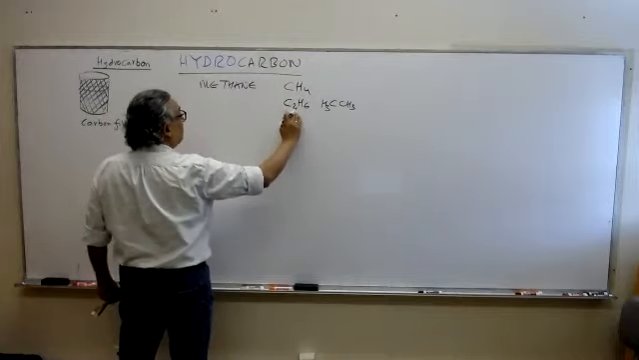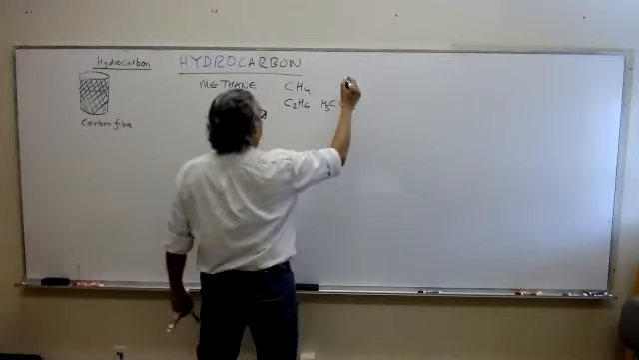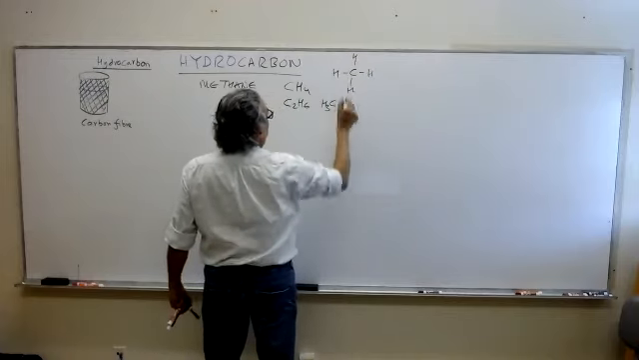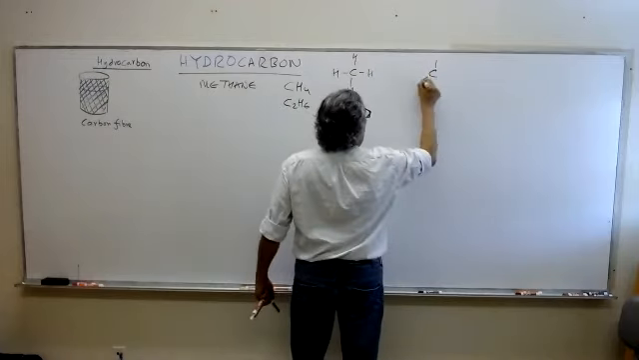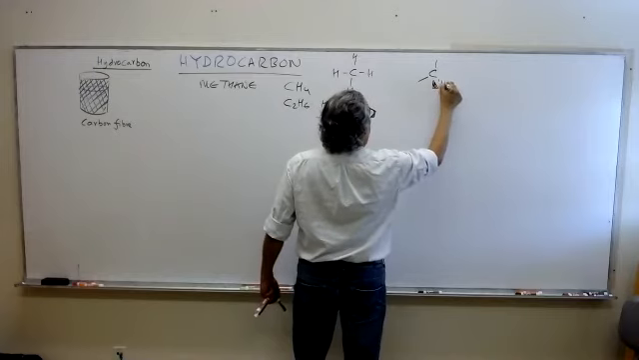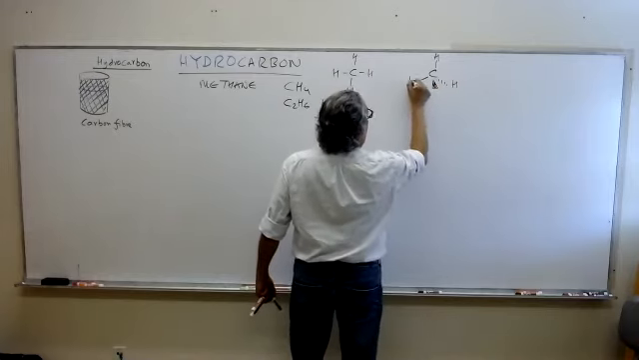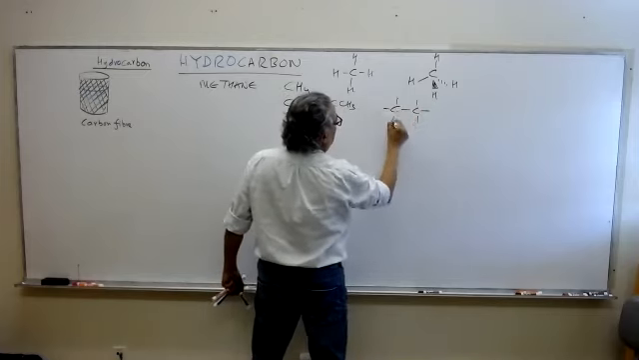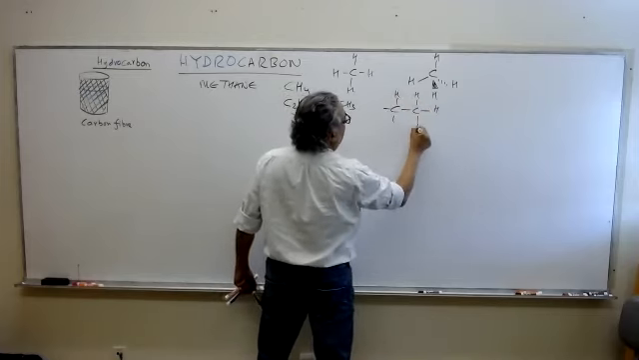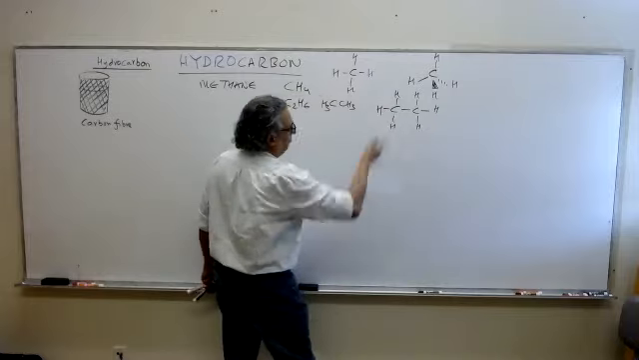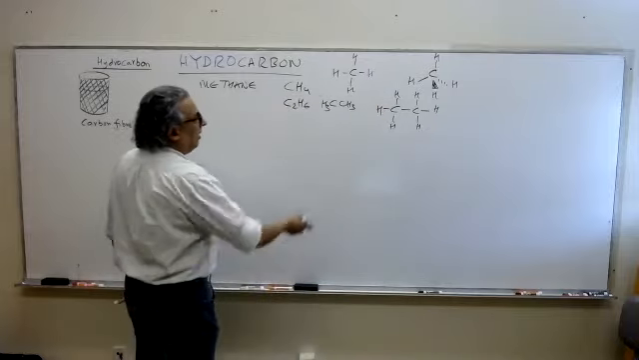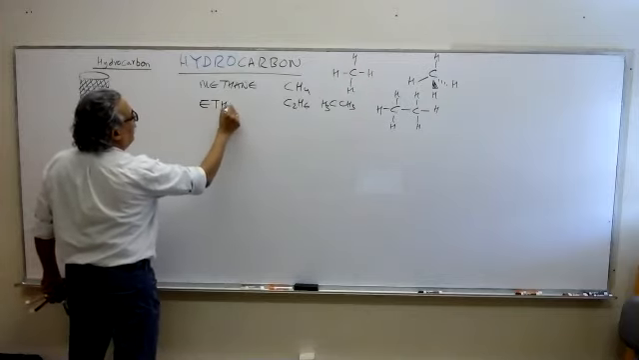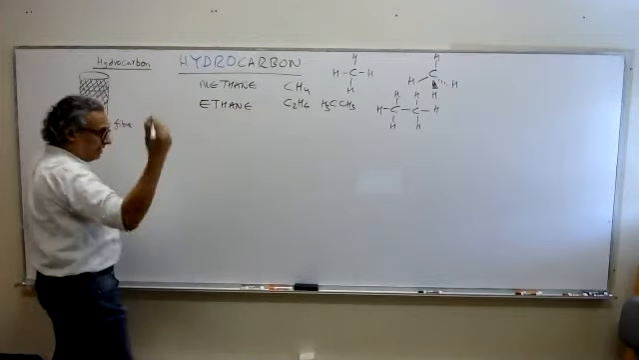CH4, C2H6. If you really want to know what they look like, this guy looks like this in 2D, and in 3D it looks like this. Okay, this guy looks like this: H, H, H, H, H, H. Something like that. I don't want to draw it in 3D right now. This is called ethane.